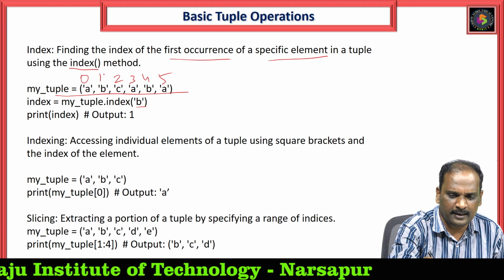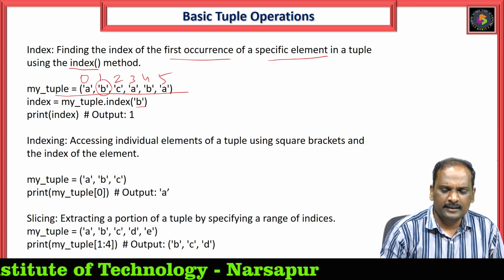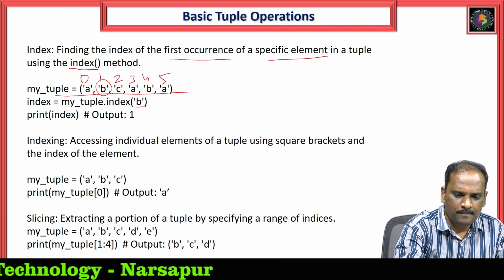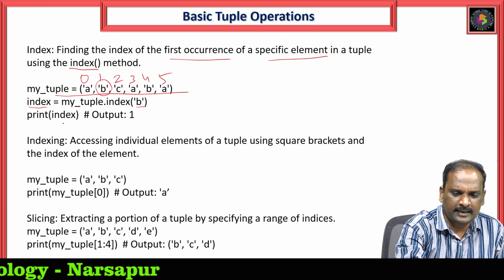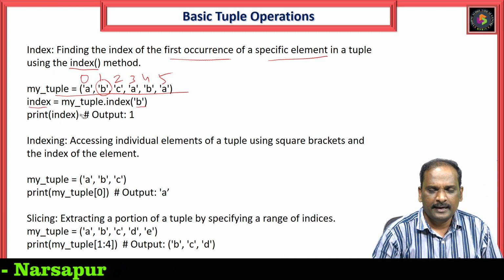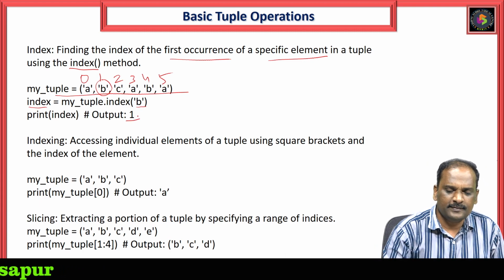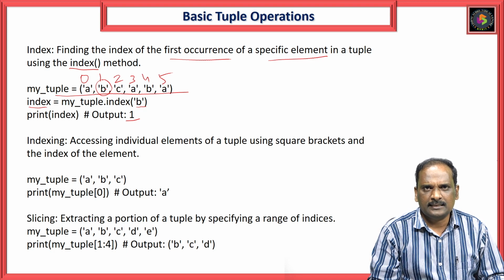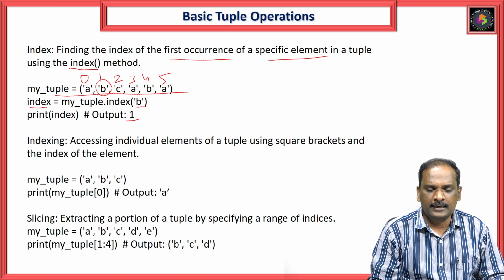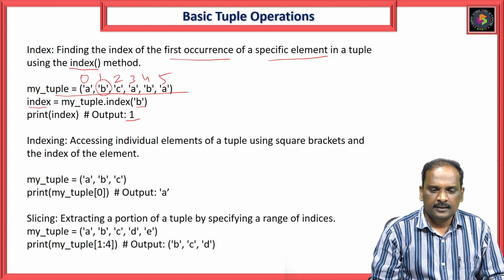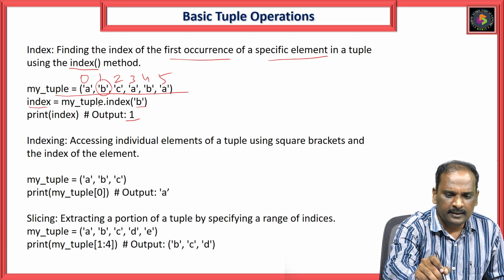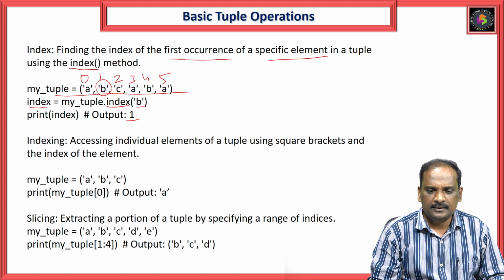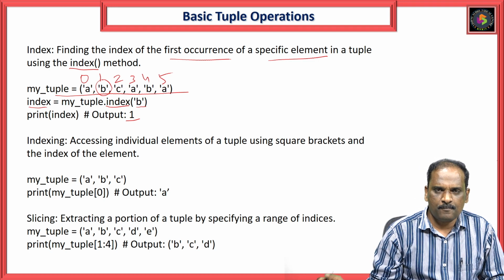So where is the element B present? The element B is present at index 1. So when I display the variable index, by applying this index method, I'll get the index value as 1, because the element B is present at index 1. So this is how the index method returns the index of the specified element.